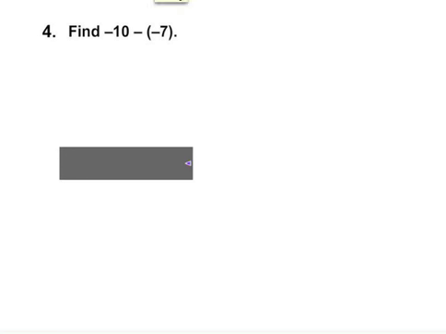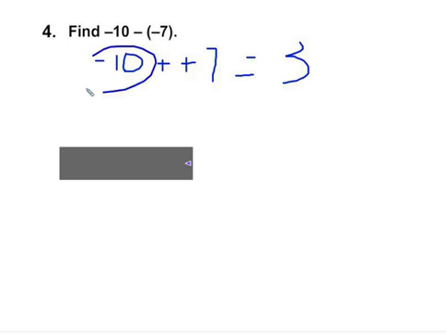Alright, so now I have negative 10 minus negative 7. Hey, that sounds familiar. I think we had done that earlier. So if we remember, we keep the negative 10 the same, change the subtraction to addition, change the negative 7 to a positive. So I now have negative 10 plus 7, so that means I'm going to think to myself 10 minus 7 is 3, take the sign of the greater absolute value.